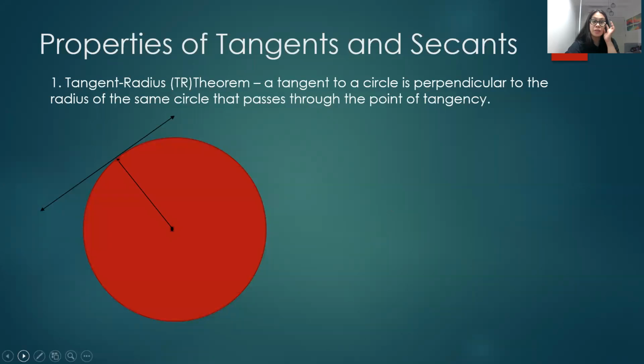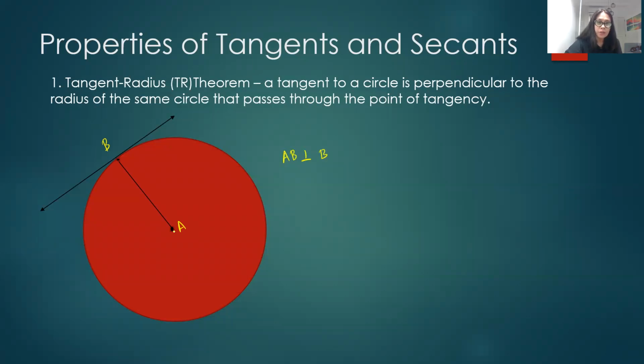First, we have the tangent radius theorem. Now, a tangent to a circle is perpendicular to the radius of the same circle that passes through the point of tangency. If we have line B here and point B as the point of tangency, and this is circle A, we can say that AB is perpendicular to line B.